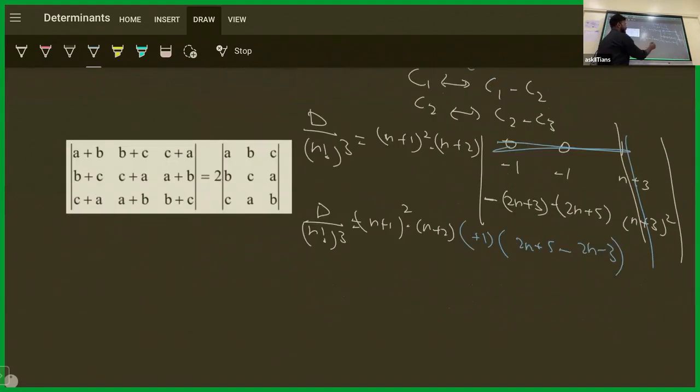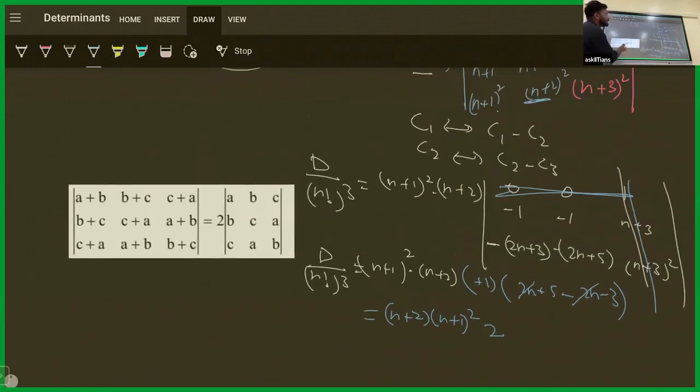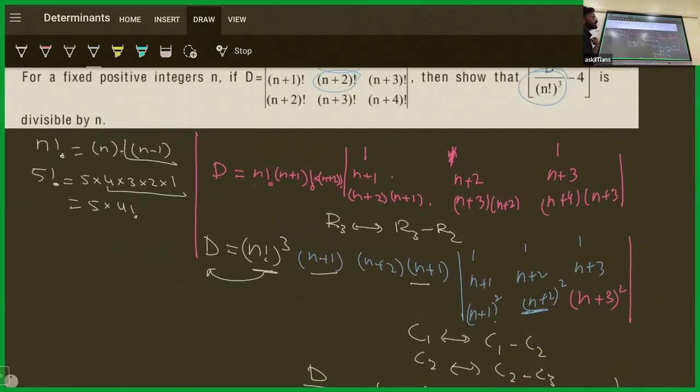And now if we simplify it further, n plus 2 as it is, n plus 1 whole square, and then 2n will get cancelled out, 5 minus 3 will be 2. Yes or no? 5 minus 3 will be 2 only, right? So it is d over this whole thing. And now we need to subtract 4 also. We are subtracting 4 from this.